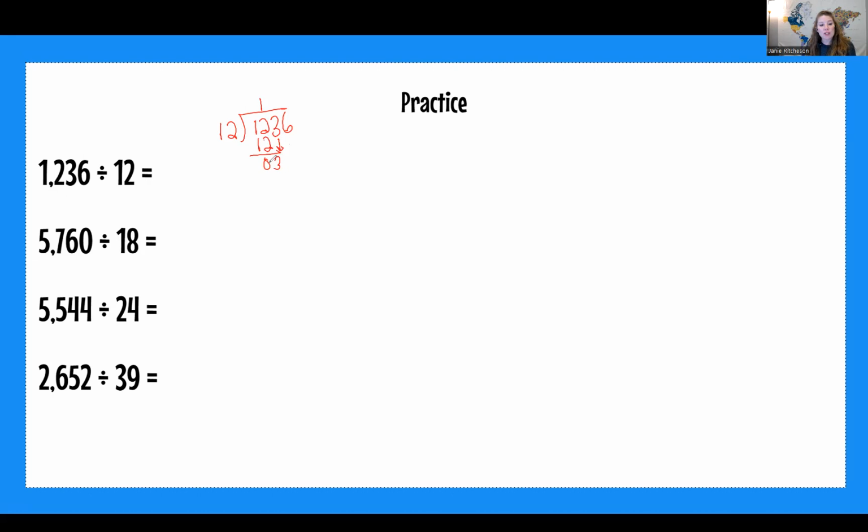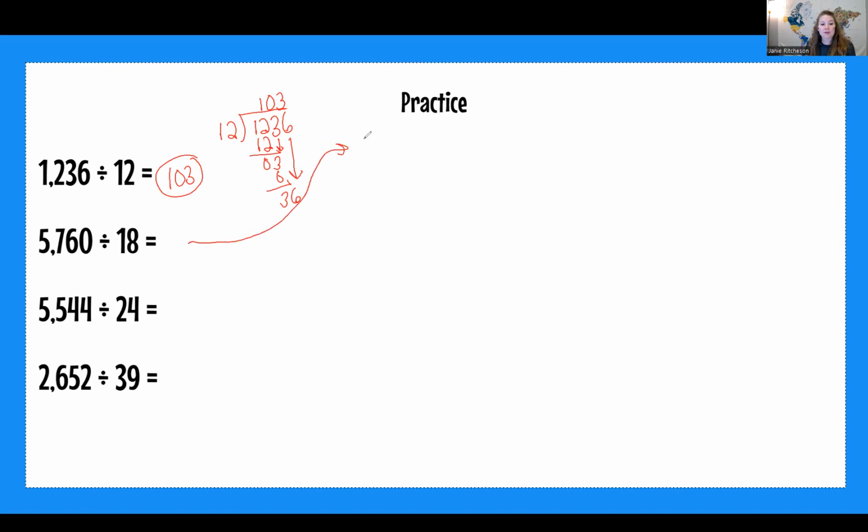Will 12 go into 3? Nope. 0 times 12 is 0. If I subtract, I get 3 again. But now I'm allowed to bring down the 6. 12 into 36 3 times. So 1,236 divided by 12 is 103.